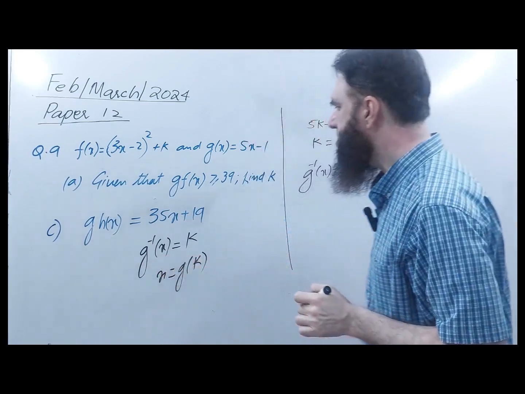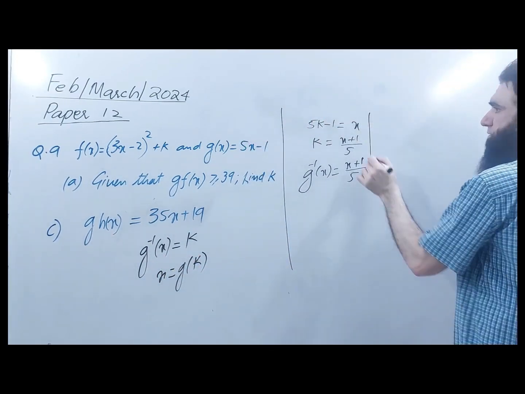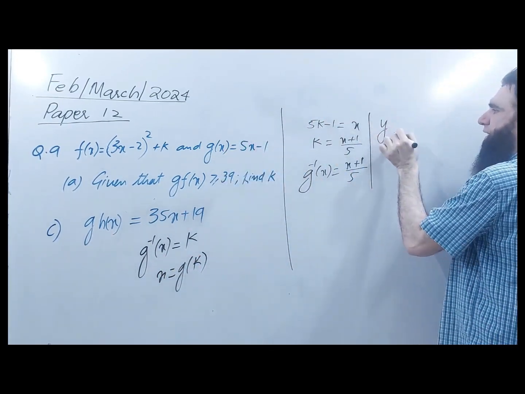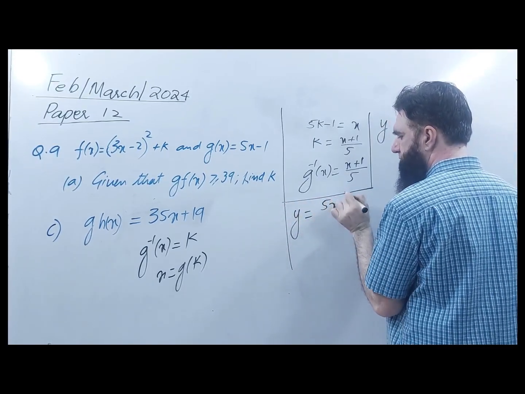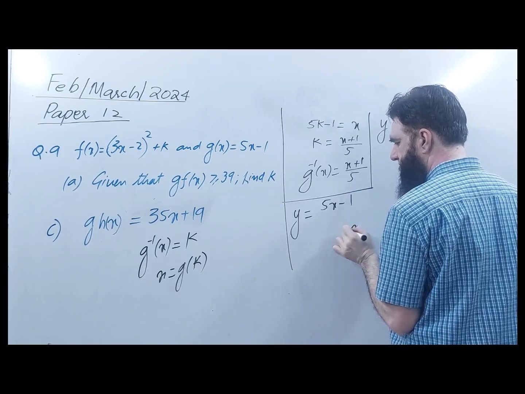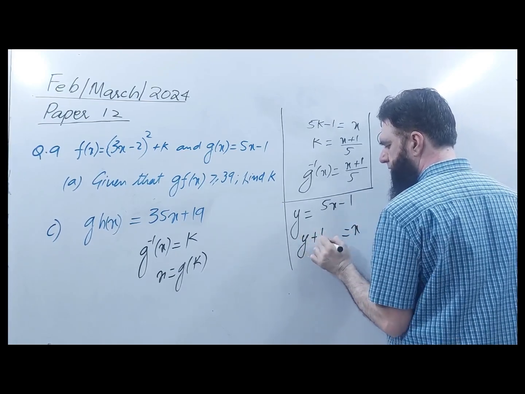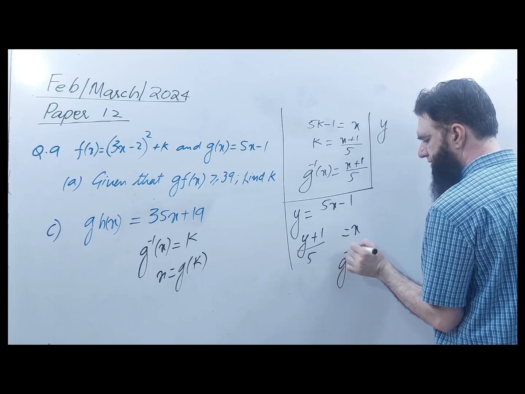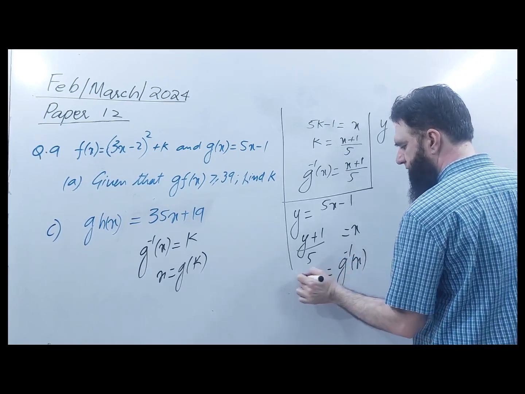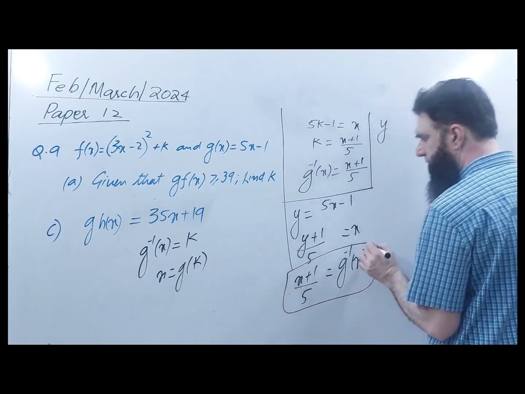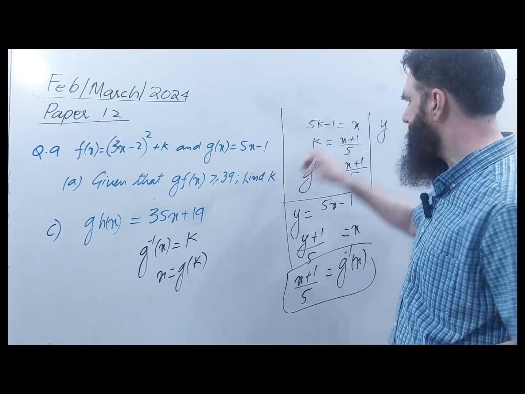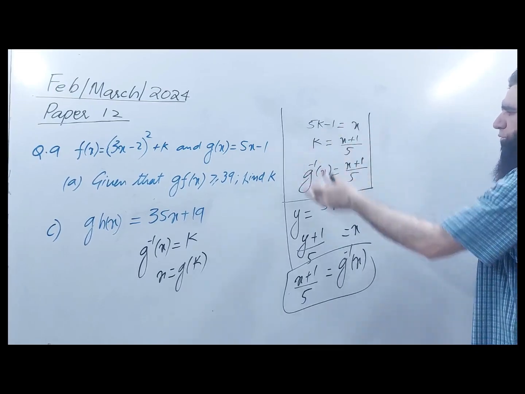Otherwise, you can write y in place of g(x). This is an alternate method and is acceptable in the exam. y equals 5x minus 1, and you make x the subject. And then you write g inverse x in place of x, and you write x in place of y. This is acceptable. But in my humble opinion, this is the better way of doing it. Anyways, you can do both the methods.